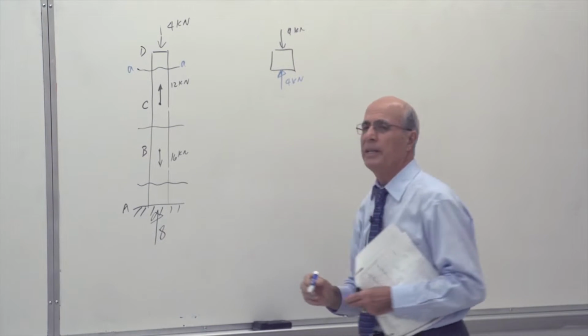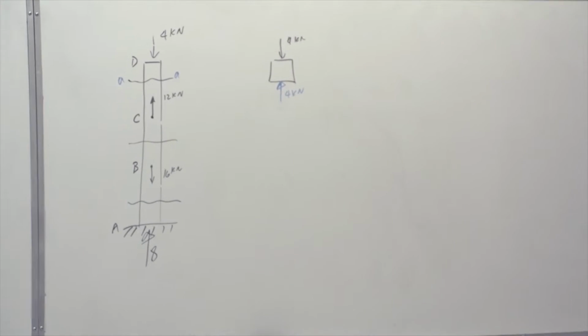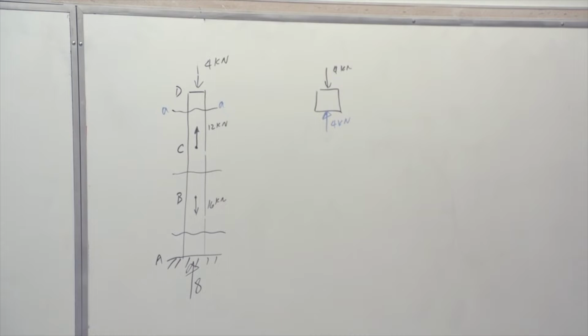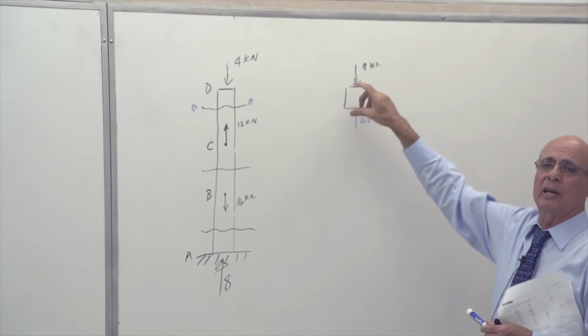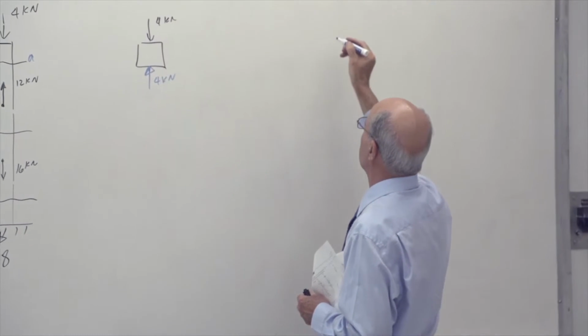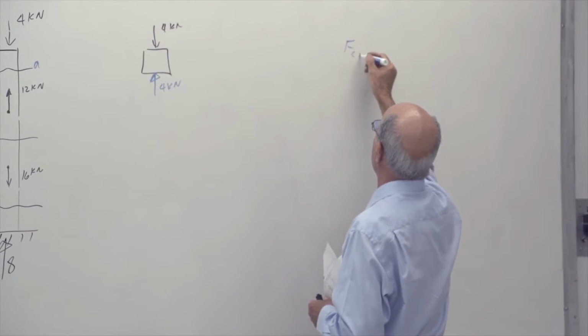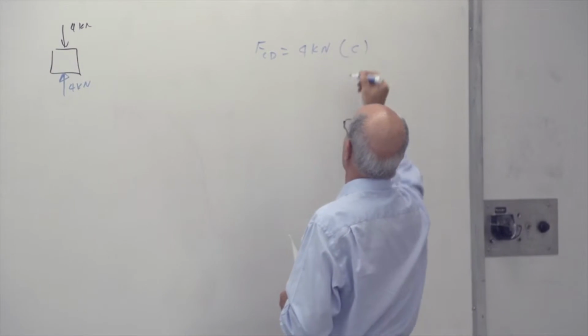This is so simple. Now, what is member CD on there? Member CD is on there. 4. See, this is it. This is 4 kilonewton under compression. So write it down here. Force in CD equal to 4 kilonewton in compression.